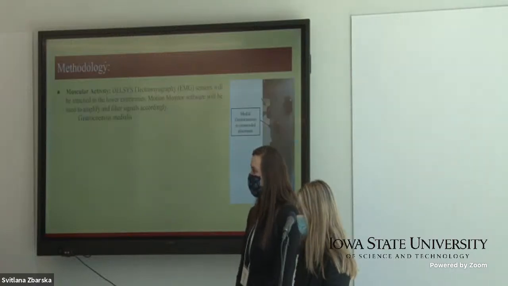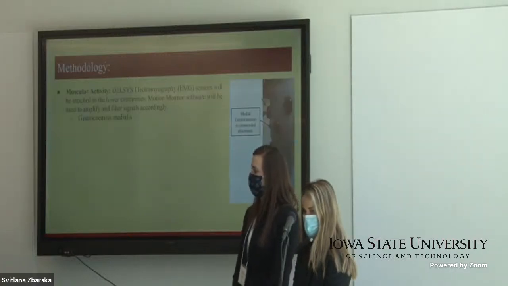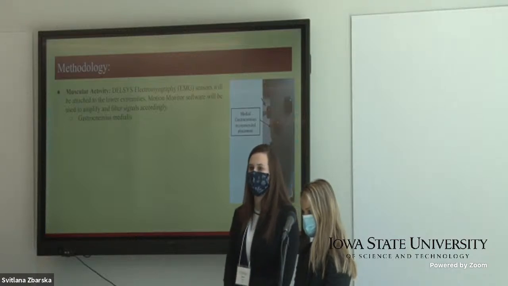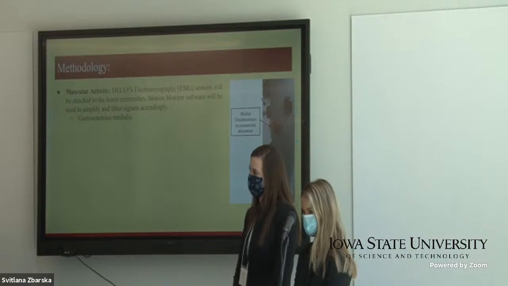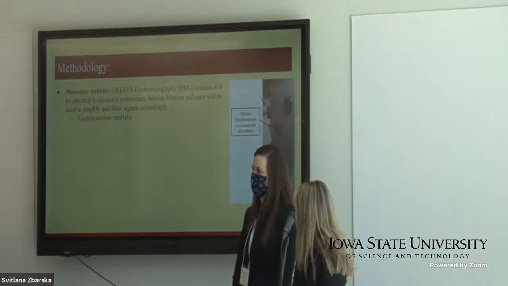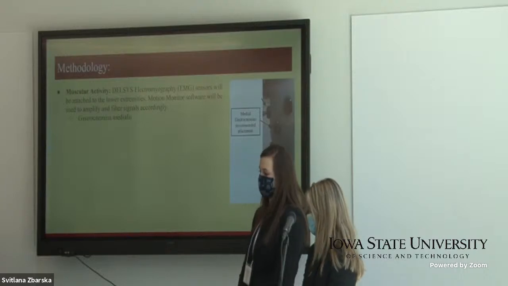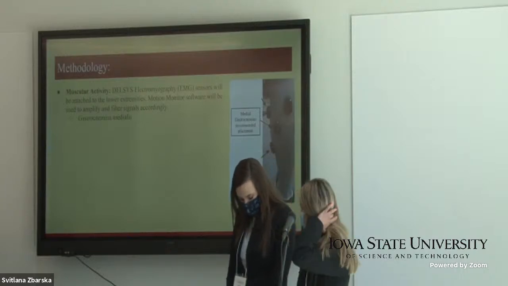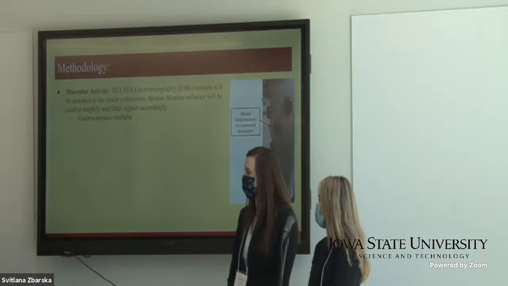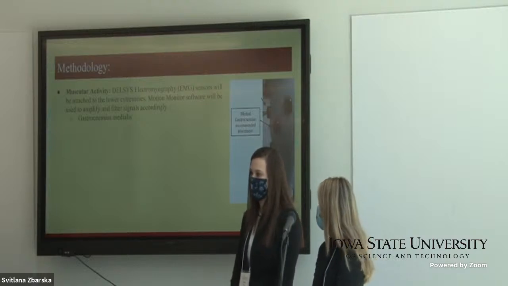After all of our questionnaires are completed, we will then begin testing muscular activity, which we will use EMG sensors to detect. We'll be testing mainly the lower extremities. One of the important ones we'll be testing is the gastrocnemius, which is shown in the picture right there. We will use Motion Monitor software that will help us filter and amplify our signals accordingly.